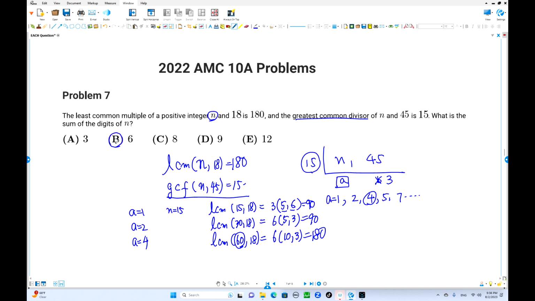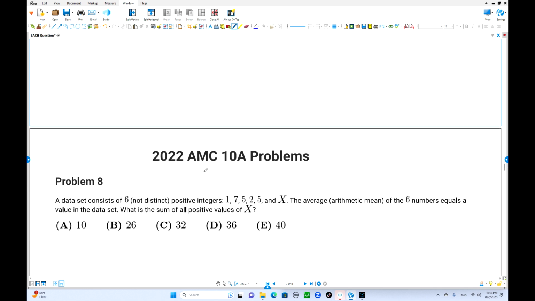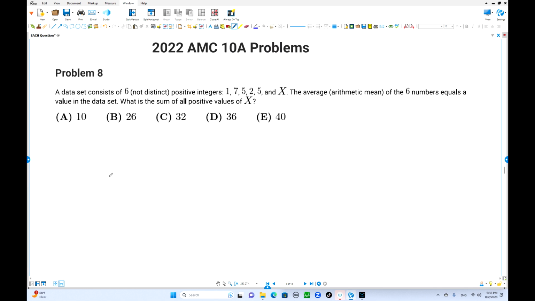That is number 7. Okay, move on to number 8 over here. A data set consists of 6 not necessarily distinct, sometimes they are equal, positive integers: 1, 7, 5, 2, 5, and x. There are 6 numbers there. The average of the 6 numbers equals one of the values in the data set. It can be 1, the next one is 2, the next one is 5, the same number, the next is 7, or the last number is x. It should be one of these numbers.